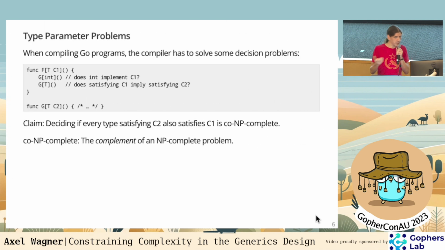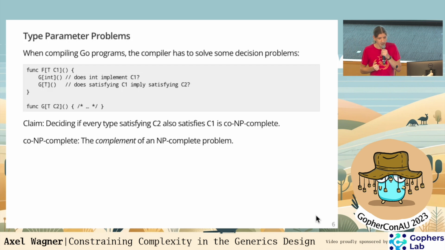So how does this apply to Go? Once we understood all this theory, how can we apply that to Go? It turns out when we compile Go programs, the compiler also has to solve some decision problems. For example, it has to answer the question, given a constraint C1, does a given type satisfy this constraint? And this is important if we have a generic function, for example G in this case, and we call it with a concrete type. Then the compiler actually has to check, does this type actually satisfy this constraint?